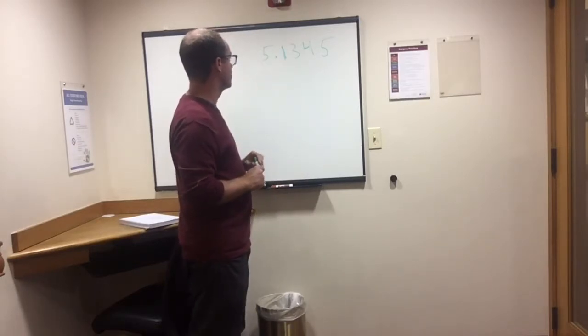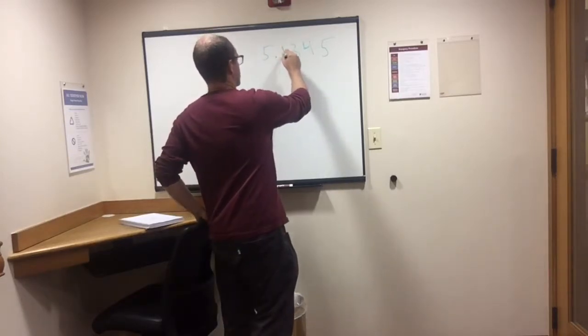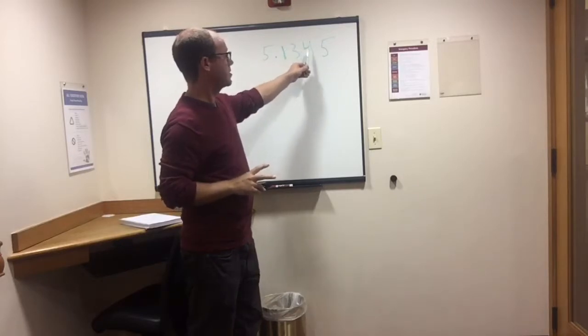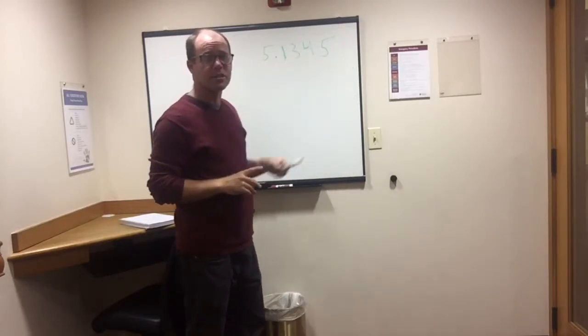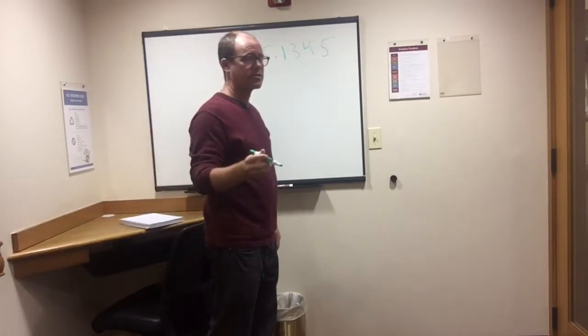If they ask for round to the nearest tenth, this 1, the first number to the right of the decimal point, is the tenths place, and then hundredths, thousandths, ten-thousandths, and so on. I don't think you'll be asked for anything greater than thousandth, but definitely not more than ten-thousandth.